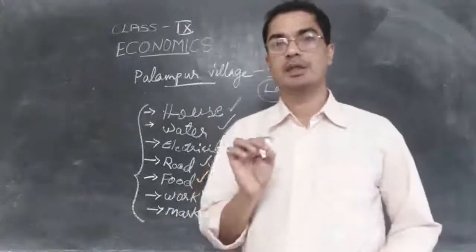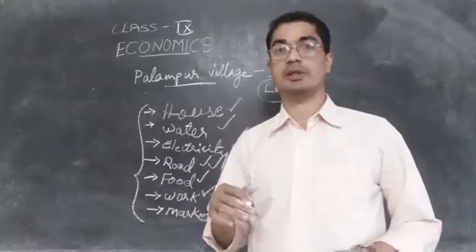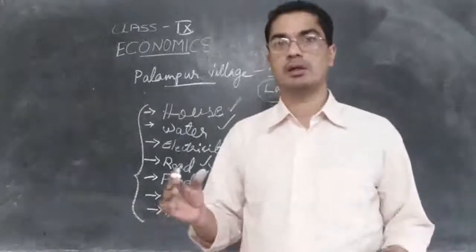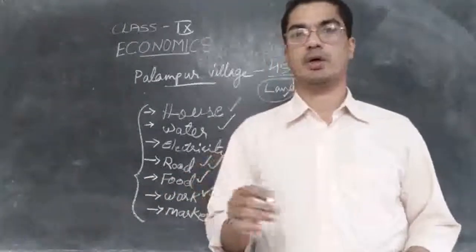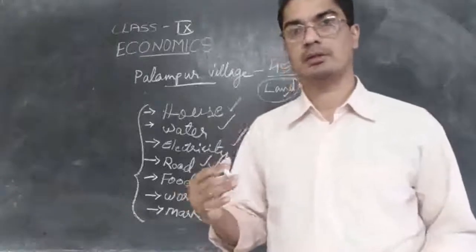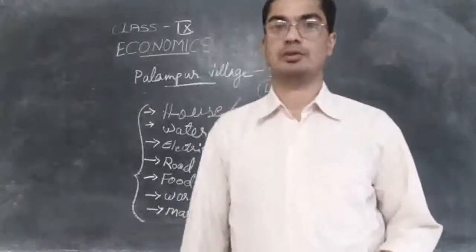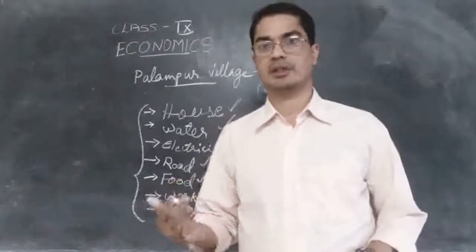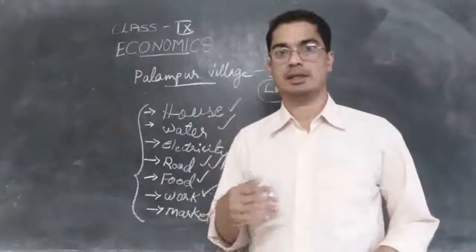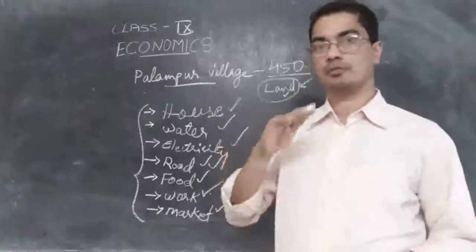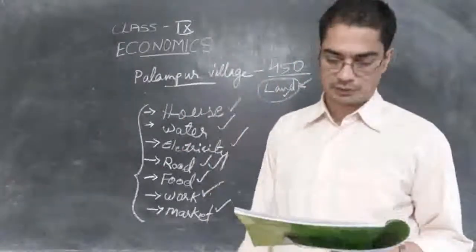They make very simple ordinary houses because they don't have enough money to build a big house. So they make ordinary houses with mud, and the roof will be made of straw. They are not able to buy tin sheets, therefore they use grass or straw to make the roof of the house.